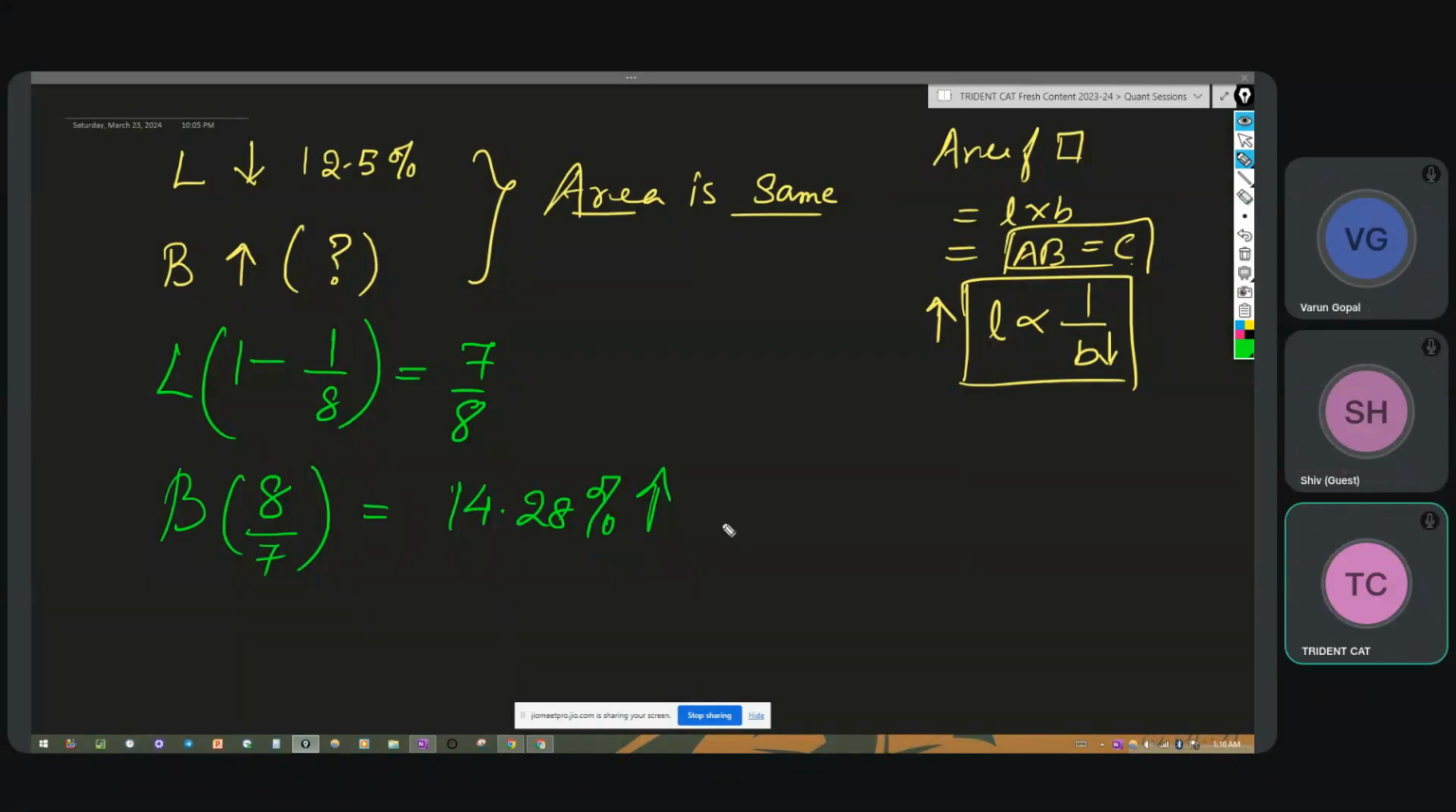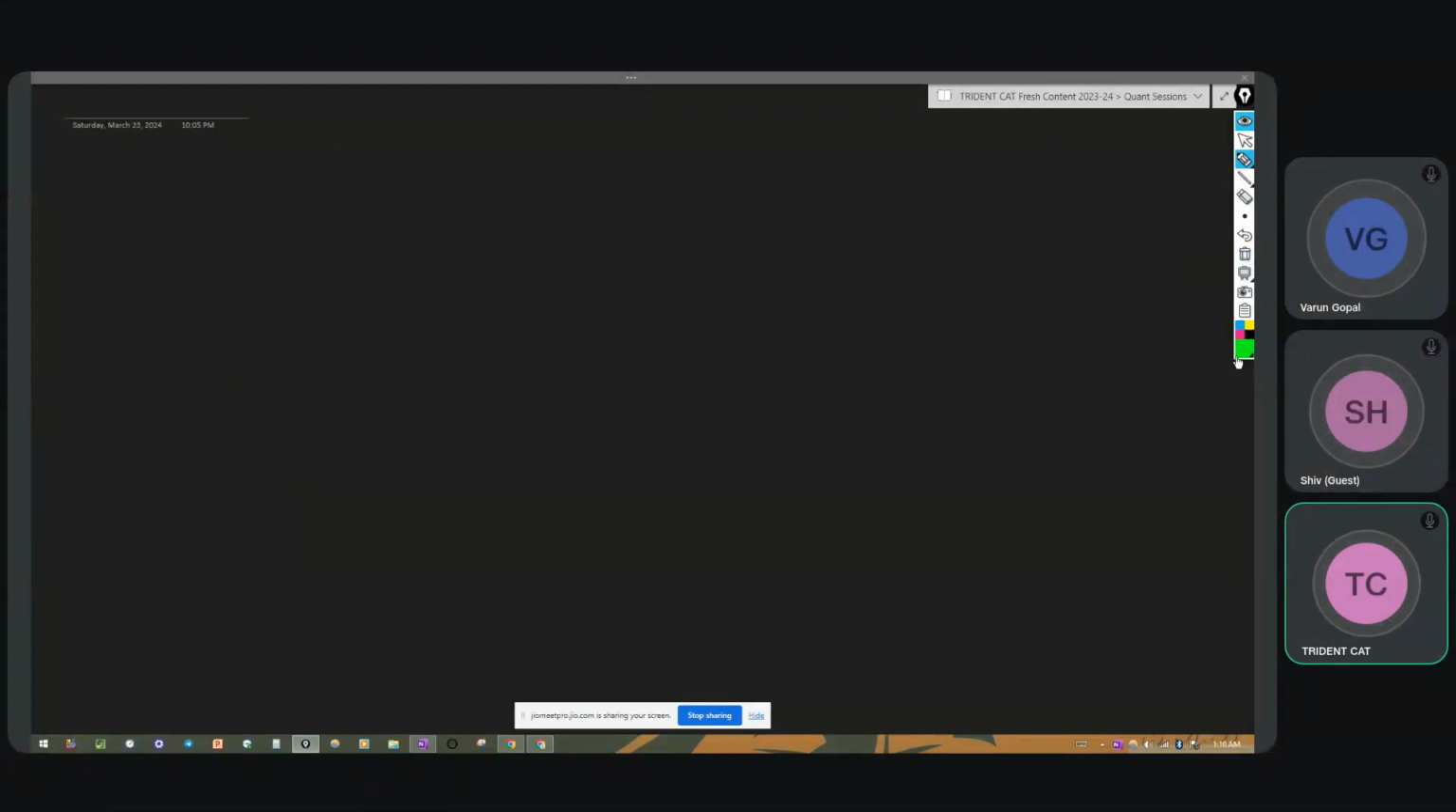This same idea will be used in time, speed, and distance. I have said this again and again. So if I make a question on TSD also, this thing is valid. But let's keep the TSD out of the picture. One more question, and then we'll conclude the session.